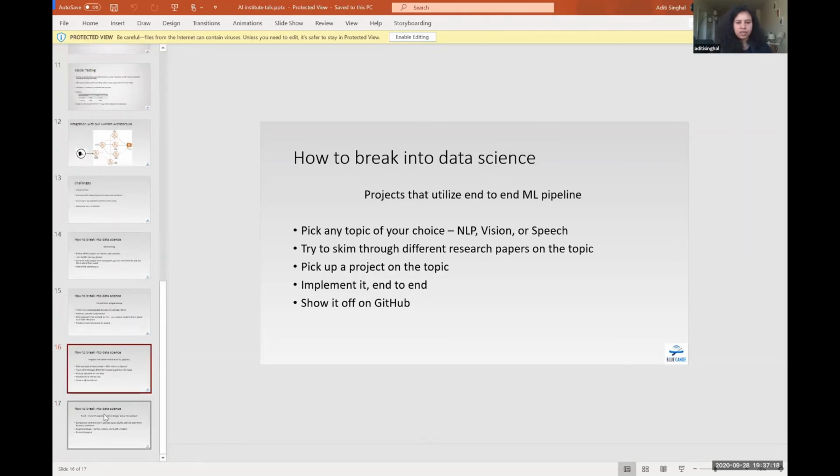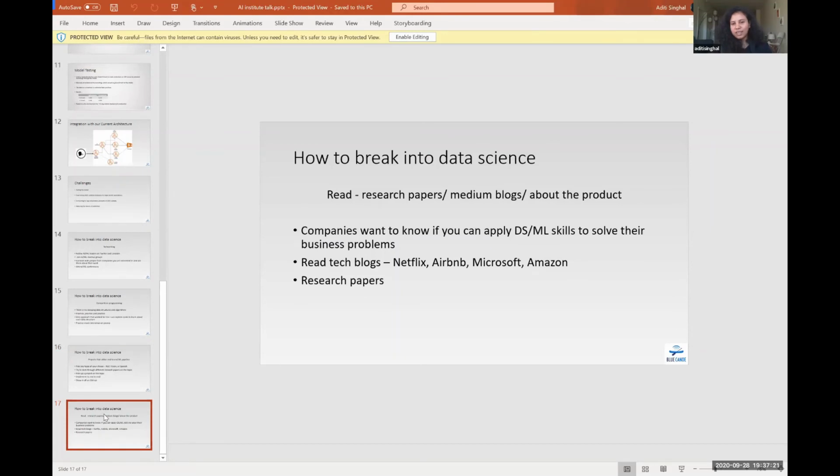And then the last thing that is very important is reading. Read research papers and Medium blogs about the product for the company that you're interviewing for. Because in data science interviews, it's not like a software development interview where you're just asked coding questions. Companies want to know if you can apply your ML and DS skills to solve their business problems. For example, for an Airbnb interview, all my interviews were around how I could solve their business problems using my DS skills. So until and unless you know the product well, you cannot crack the interview.